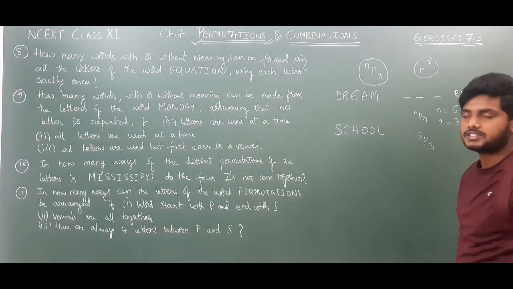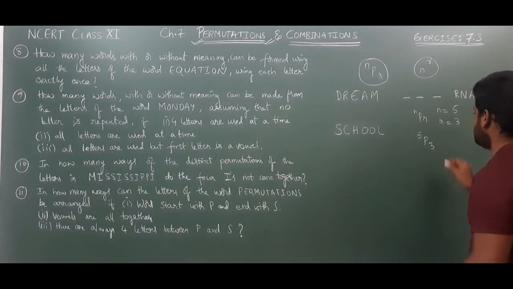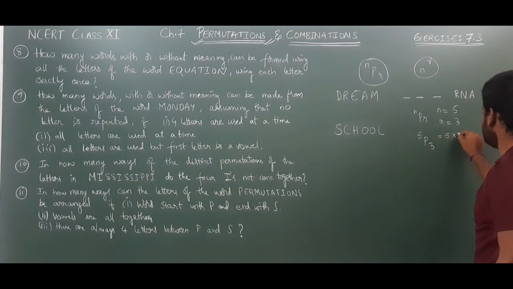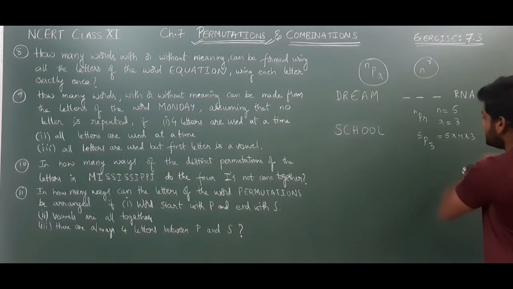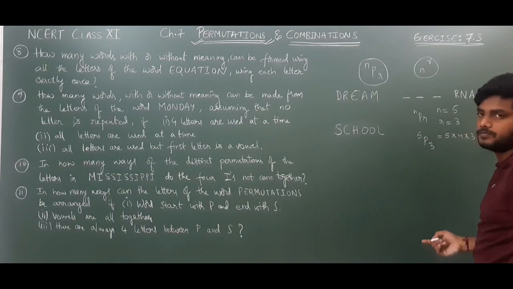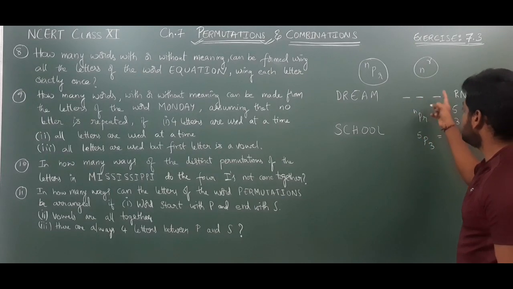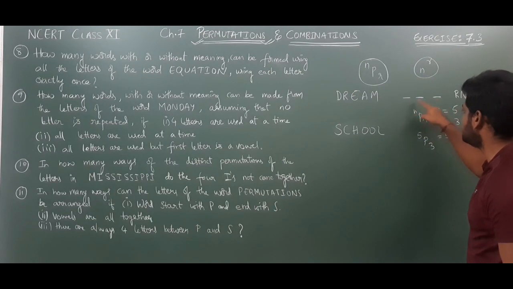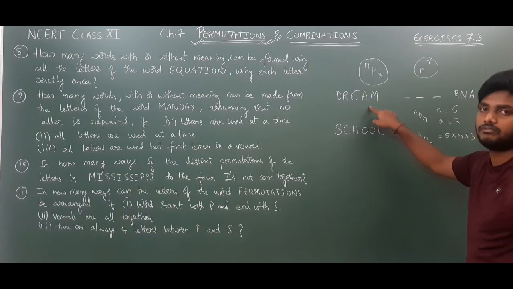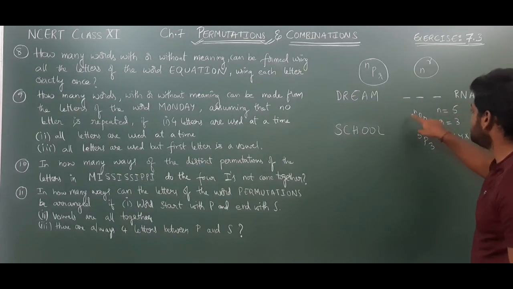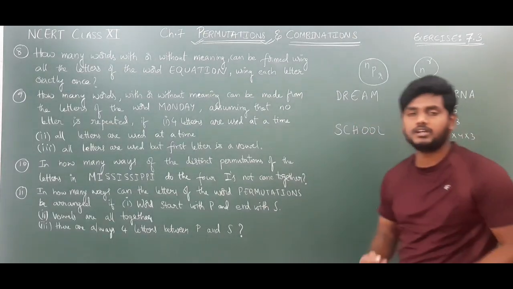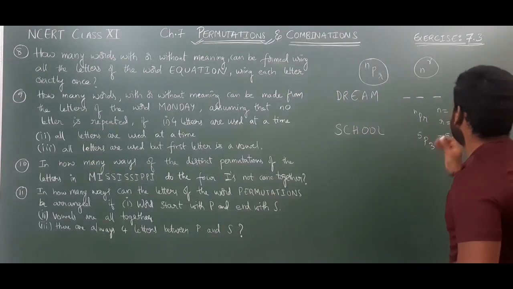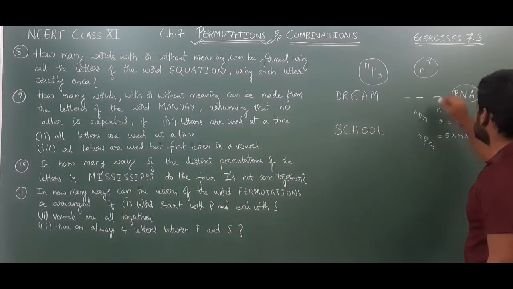As I said in the previous class, how do we simplify 5P3? 5 into 4 into 3. You need to decrease 5 three times in decreasing order: 5 into 4 into 3. So the number of ways of forming a three-letter word using dream when repetition is not allowed is nPr, nothing but 5P3. 5 represents the number of letters we have, and 3 represents how many we are going to form, right? So this is the case of repetition not allowed.